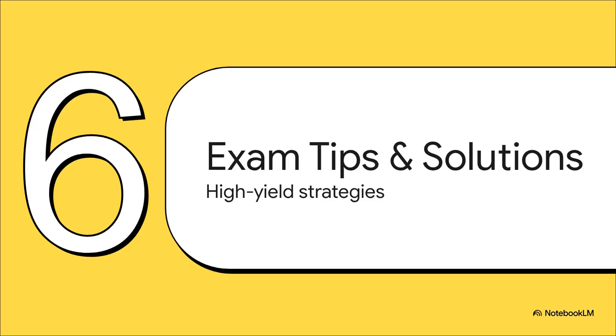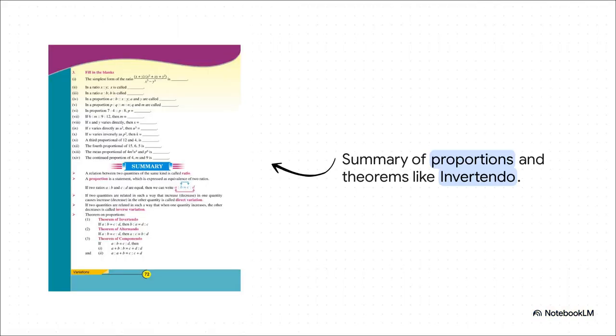Finally, Section 6, Exam Tips and Solutions. So, the crucial point is that beyond the basic calculations, you absolutely must know some of the theoretical properties. Take invertendo, for example, which simply means if A is to B equals C is to D, you can just flip them upside down, and B is to A equals D is to C is also perfectly true. Or alternando, which allows you to swap the means, so A is to C equals B is to D. Knowing these shortcuts can save you some serious, precious minutes on a timed test.